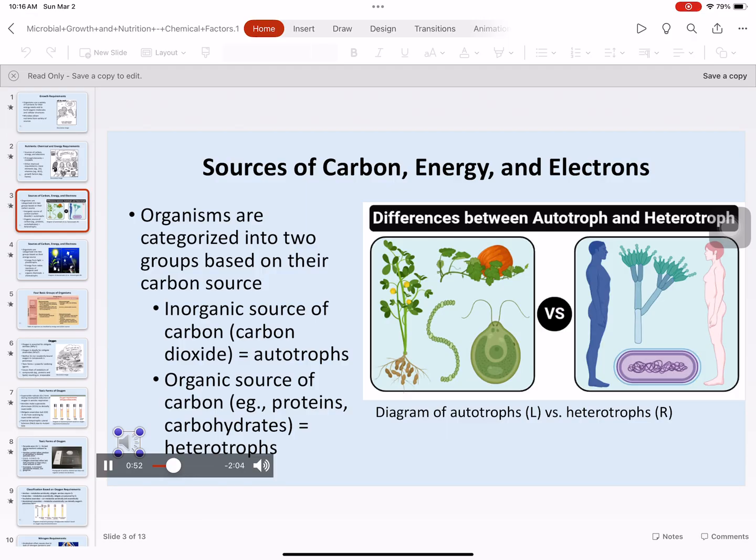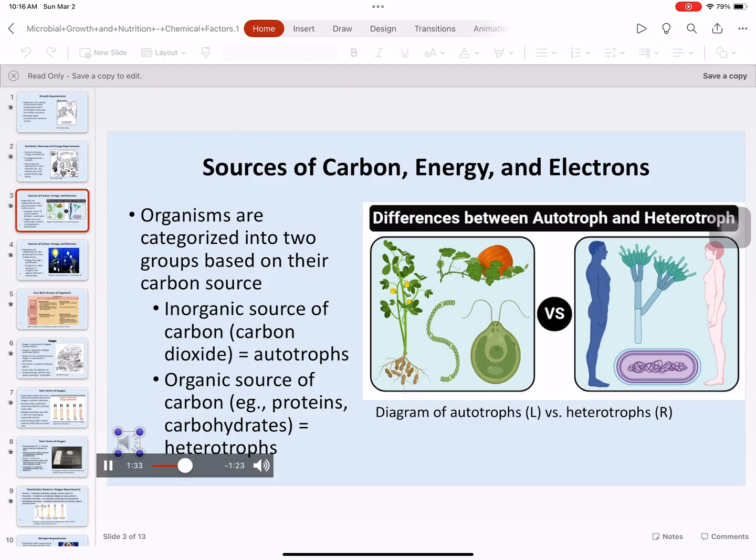We can also classify organisms based on their carbon source. So, for instance, in our figure, on the left-hand side, we have organisms that can do photosynthesis. That is, their source of carbon is inorganic. They can fix carbon and turn carbon dioxide into glucose, for instance. These organisms are referred to as autotrophs. That is, they are self-feeding. Auto means self, troph means feeding.